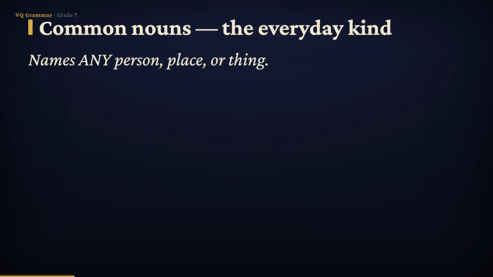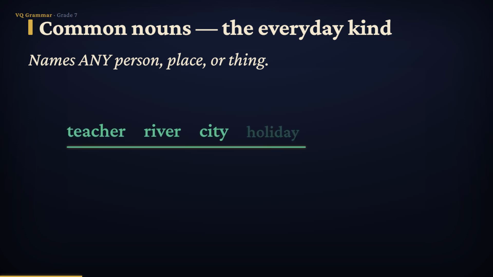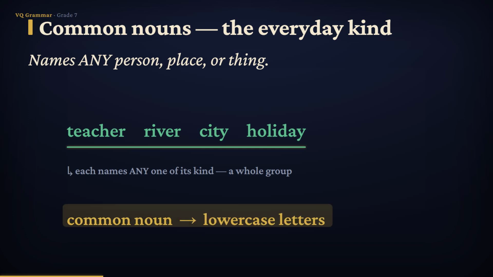Let's meet the first type, the common noun. A common noun names any person, any place, anything. Think of the word teacher. It doesn't point to one particular teacher. It could be any teacher, anywhere. The same goes for river, or city, or holiday. Each of these names a whole group, not one special member of it. And here's the key habit to remember. A common noun is not capitalized. We write teacher, river, and city with small, ordinary letters, just like any everyday word.